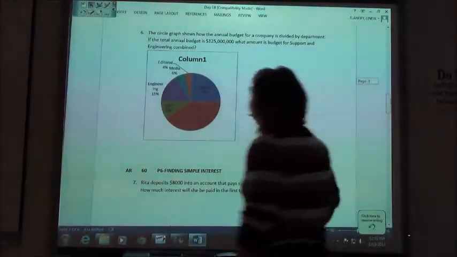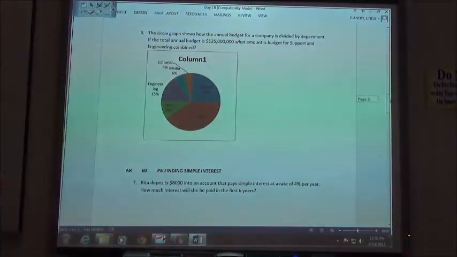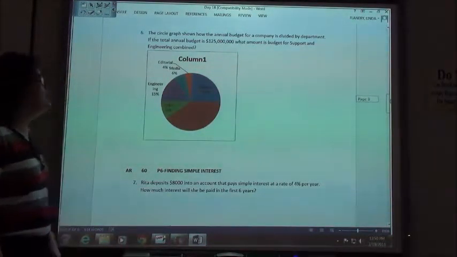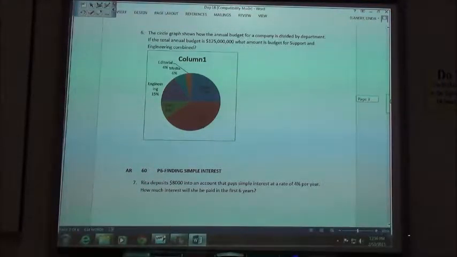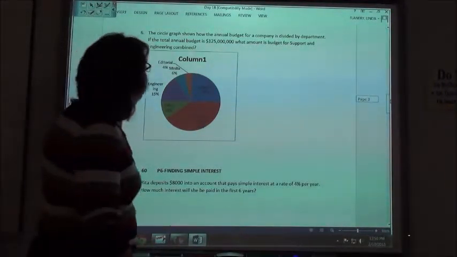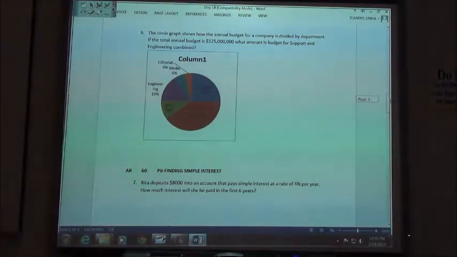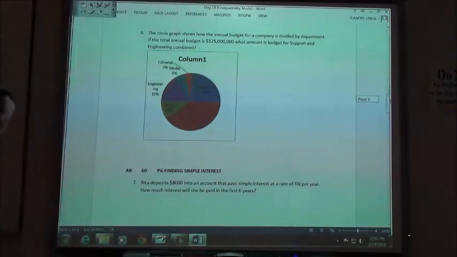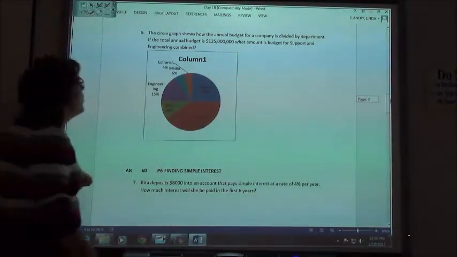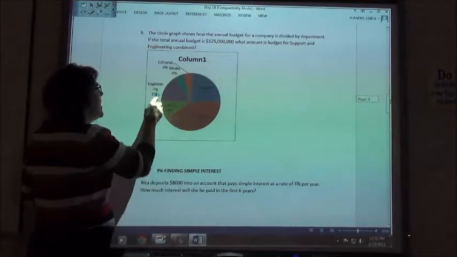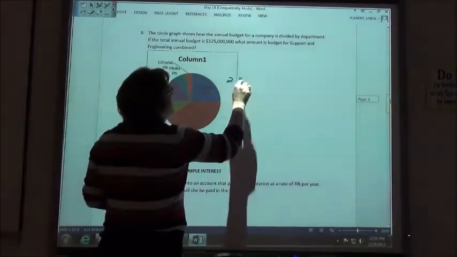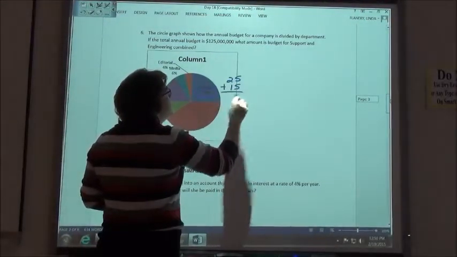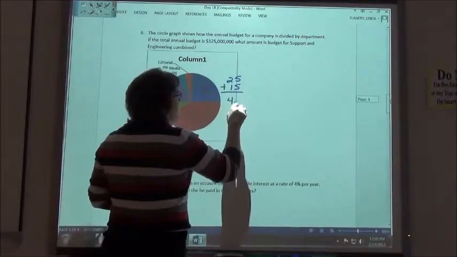The third one then, the circle graph shows how the annual budget for a company is divided by department. The total annual budget is $125 million. What amount is budgeted, it's probably supposed to say, for support and engineering combined? So again, this is my total. I have support and engineering, so support was 25%, engineering was 15%, so 25 plus 15 is 40% again.